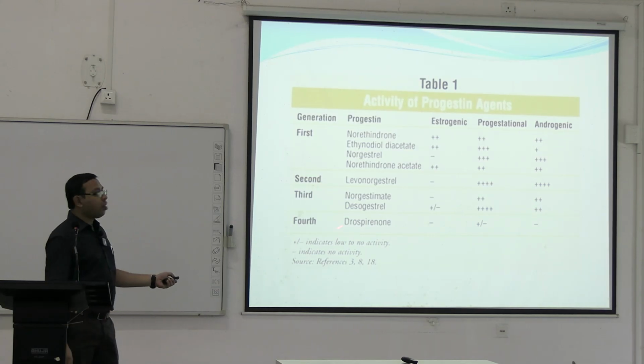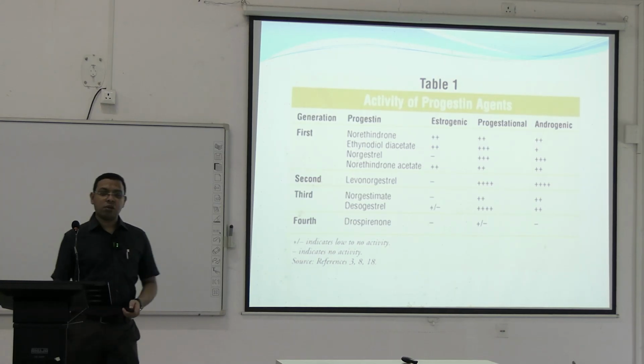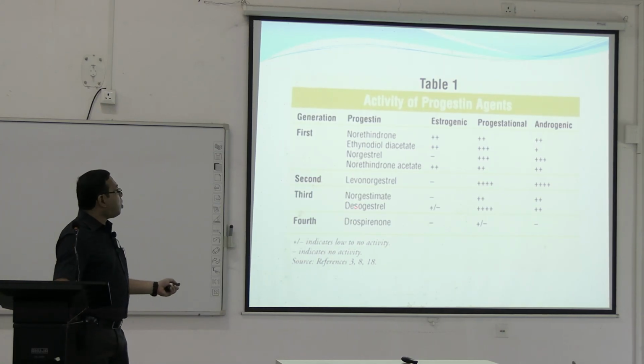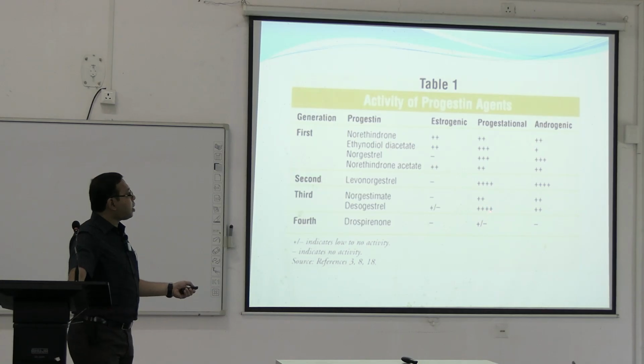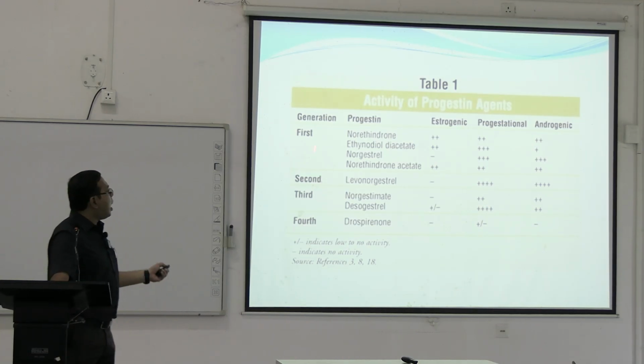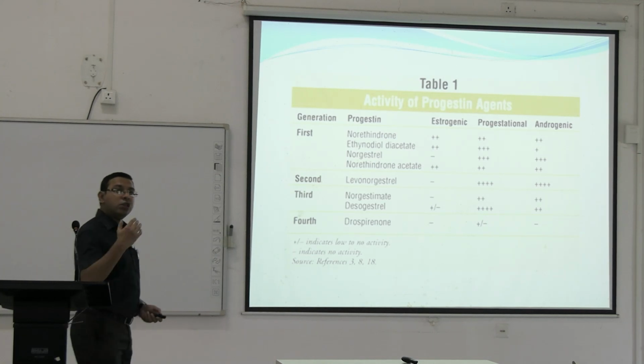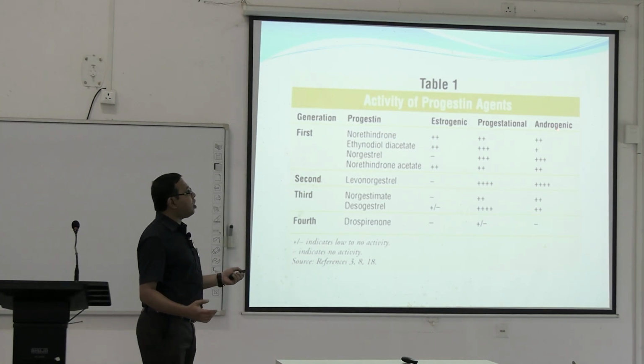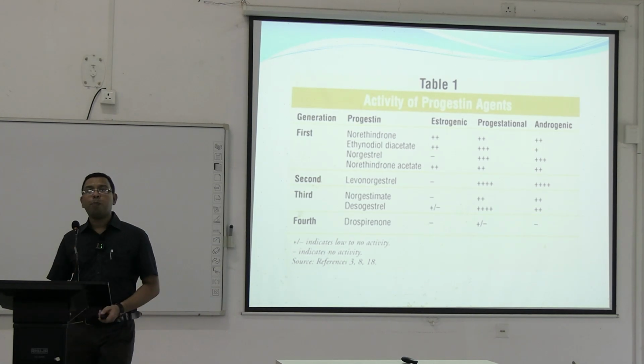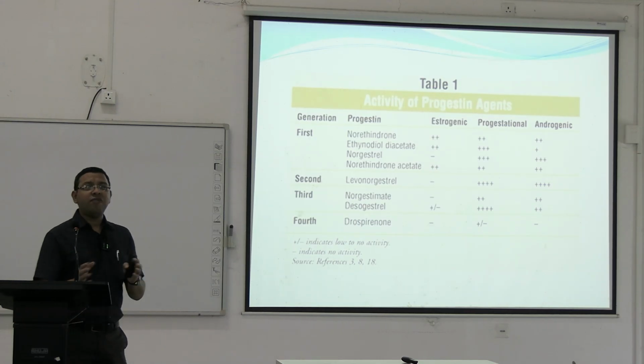For example, the last generations, the newer ones, have very little androgenic activity and estrogenic activity; mostly they have progestational activity. The third ones have more progestational activity with some amount of androgenic and some amount of estrogenic activity, and the older ones have more estrogenic activity as well as androgenic activity in addition to their progestational activity. So ultimately it differs from compound to compound.